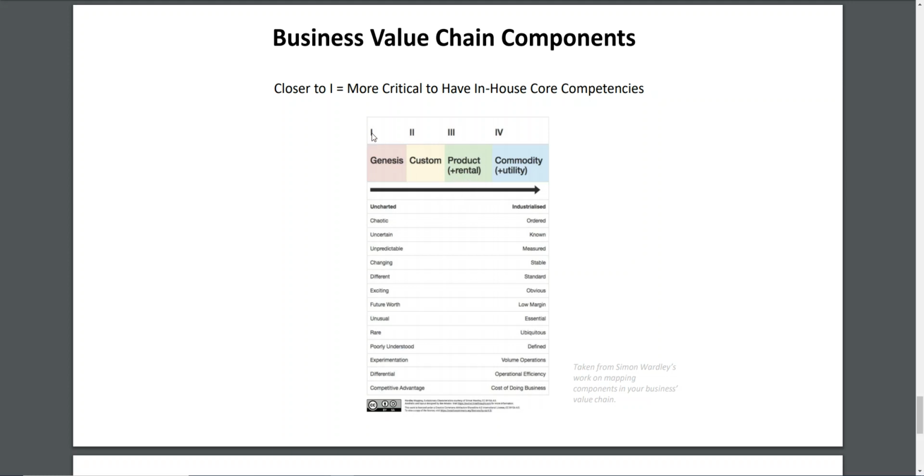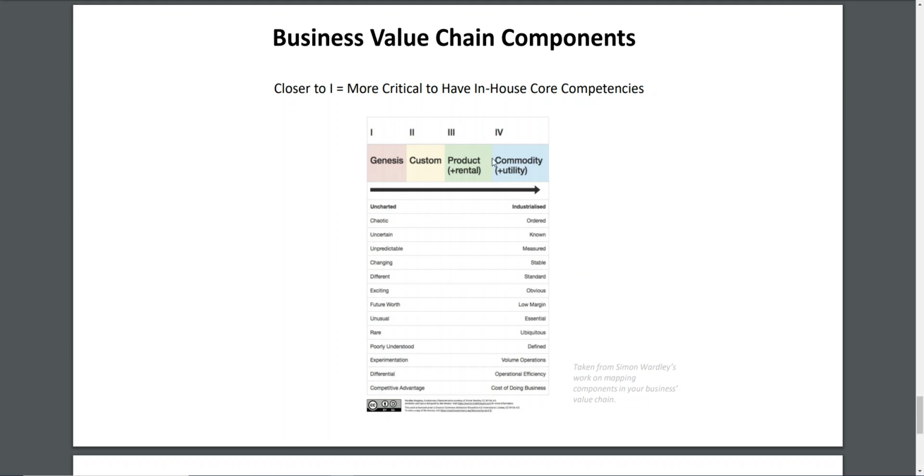As you go from 1 to 4, you're going from Genesis stuff that's totally uncharted, chaotic, uncertain, and unpredictable, all the way to commoditized stuff that's industrialized, ordered, known, and low margin. It's essential to the business. But the key thing here is the closer you get to 1 and 2, the more critical it is to have in-house core competencies to manage that.